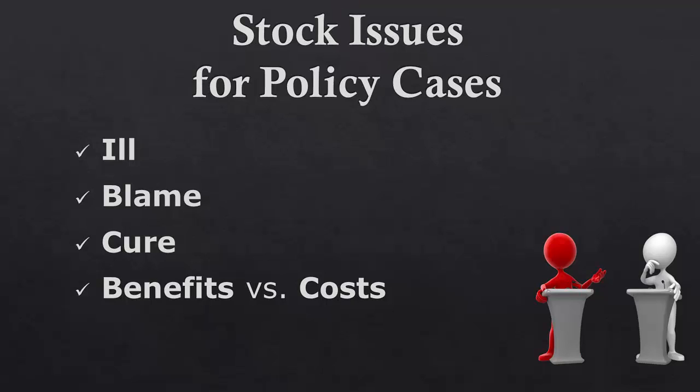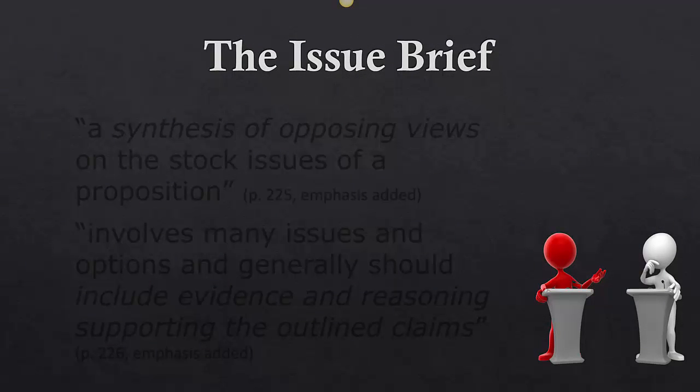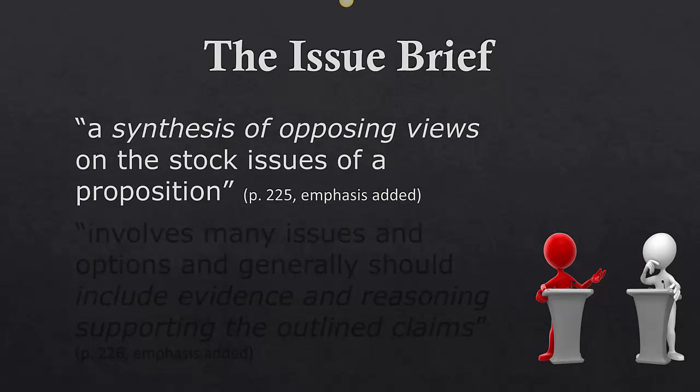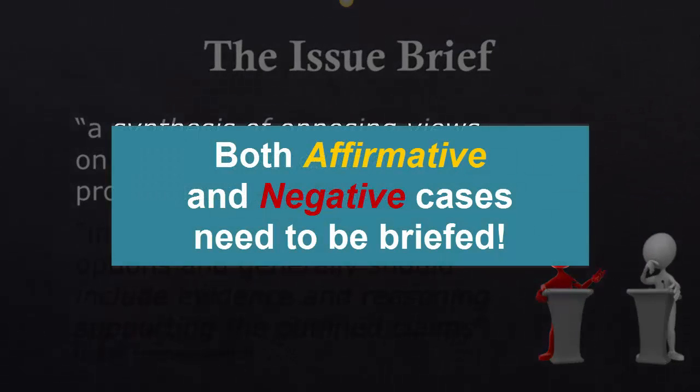So if we have a sense of the arguments that the policy advocates need to make for ill, blame, cure, and benefits versus costs, we need to put all of that down so that we can start building our case. And that's where the issue brief is going to come into play. According to Inch and Tudor, the issue brief is a synthesis of opposing views on the stock issues of a proposition. It's important to note here that an issue brief is going to be prepared on both sides of the proposition, regardless of whether or not the advocate is supporting or opposing a proposition.